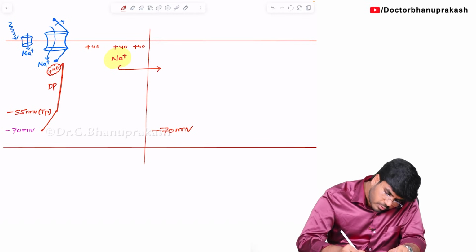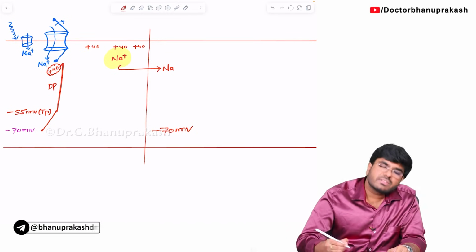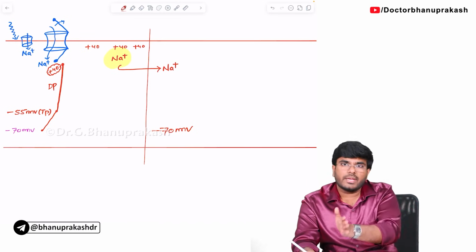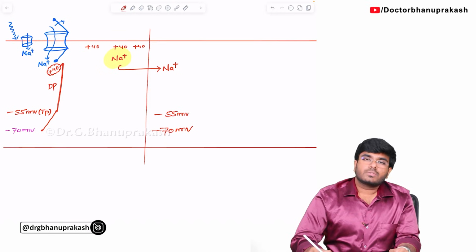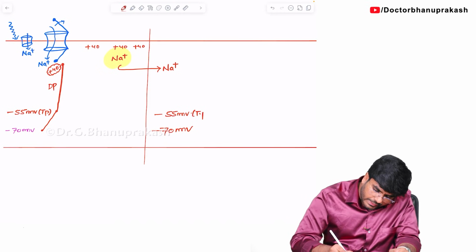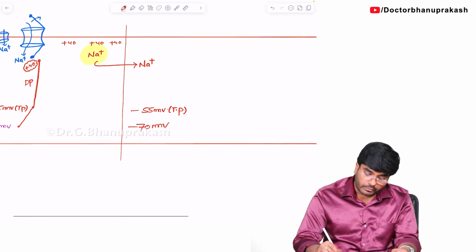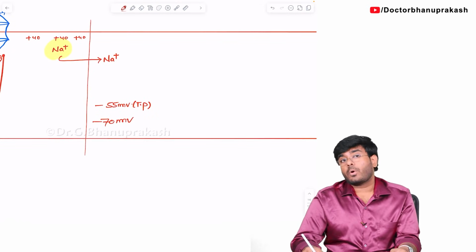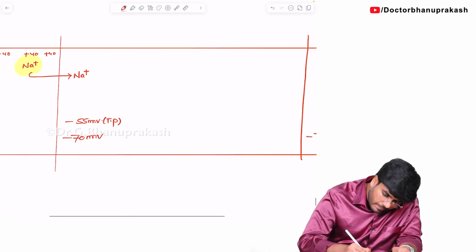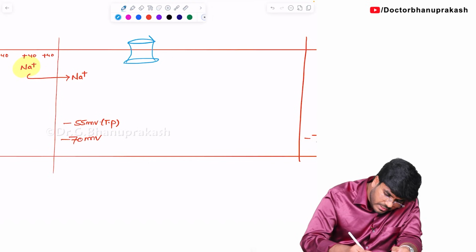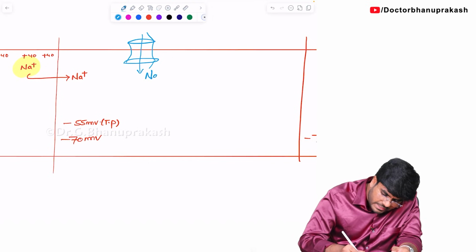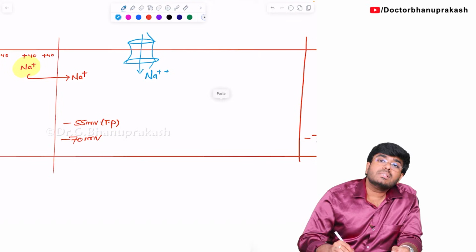Now whenever the sodium comes here, you tell me what the sodium will do. Because the positive charges are coming into this region, the voltage will go from minus 70 millivolts to minus 55 millivolts. So the threshold potential is attained. Whenever the threshold potential is attained, the voltage gated sodium channels are going to open, causing a massive influx of sodium. That is going to cause depolarization.